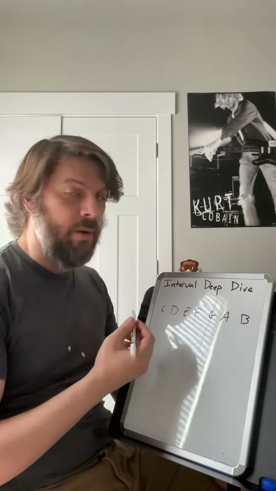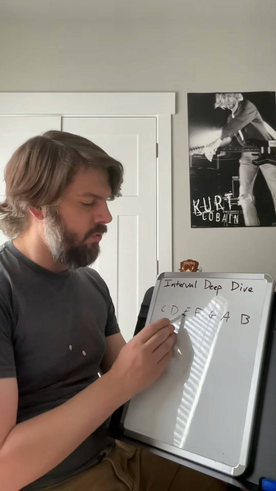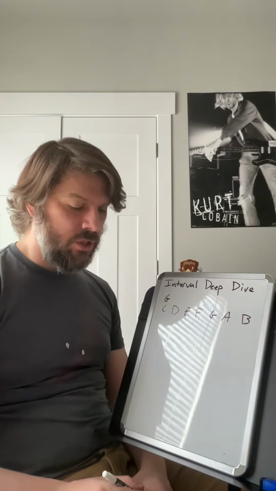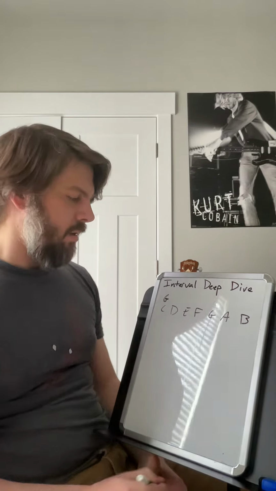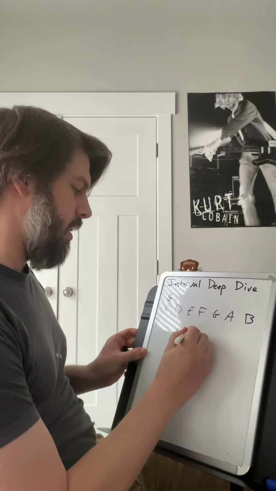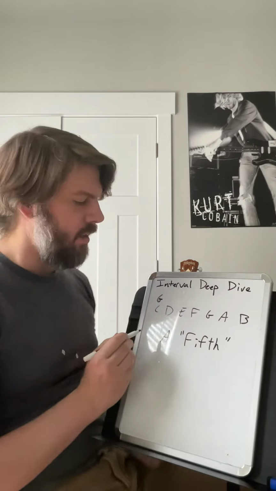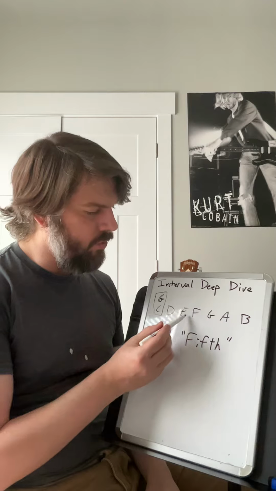creating power chords where I choose a note and then I count 1, 2, 3, 4, 5. So C to G is actually an interval, okay? And it is called a fifth because it spans 5 note names: 1, 2, 3, 4, 5.